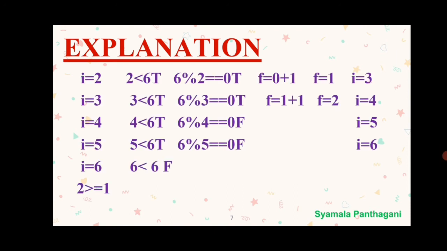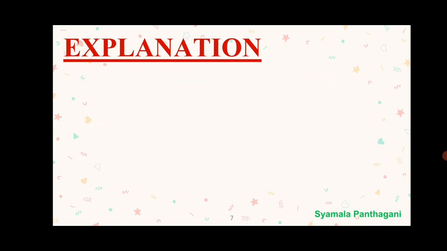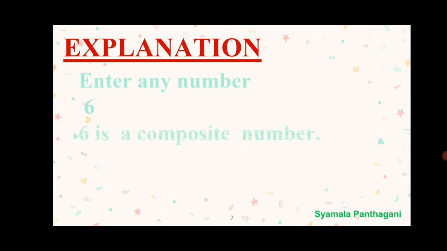Now, the output of this program is: enter any number. If I enter 6, it gives the output 6 is a composite number. This is all about the composite number explanation. Children, no need to write this explanation. You just write this explanation in the margin of the page. Write down the output also.